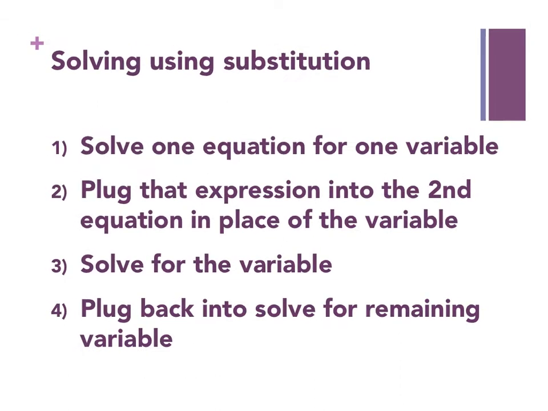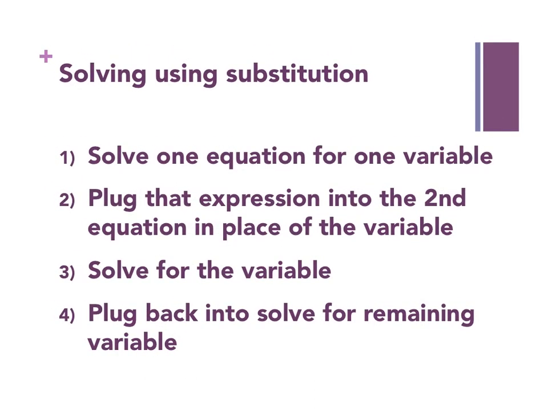So solving using substitution. This is the first method we're going to review. So you're going to have two equations, two variables. You're going to pick one of those equations to solve for one of the variables, and it doesn't matter which one, whatever's easiest. You're going to take the expression that you just solved for and plug it into the other equation, into that variable. Once you simplify that, you'll only have one variable. You'll solve for it, and then you take that and plug it back into either of the initial equations to get your second value.